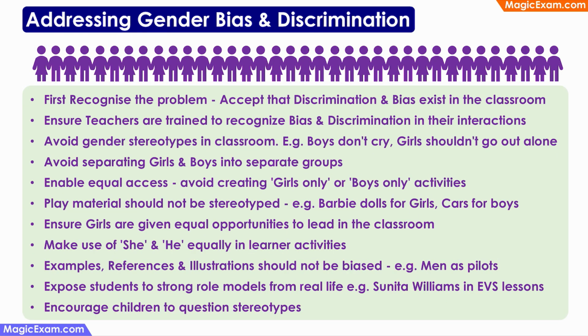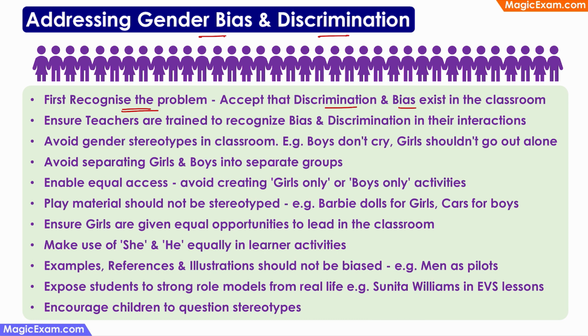Now let us see how gender bias and discrimination can be addressed in the classroom. The first step is to recognize that there is a problem. Unless you accept that there is discrimination and bias that exists in the classroom, you'll not be able to solve the problem. So the first step to solving any problem is to recognize and accept that there is a problem.